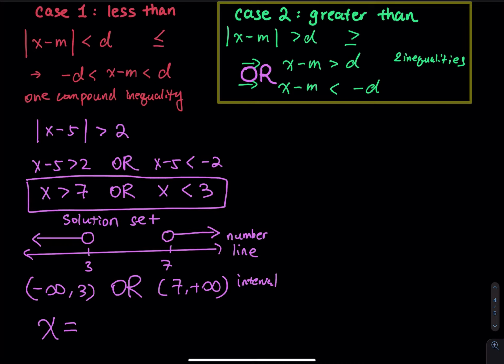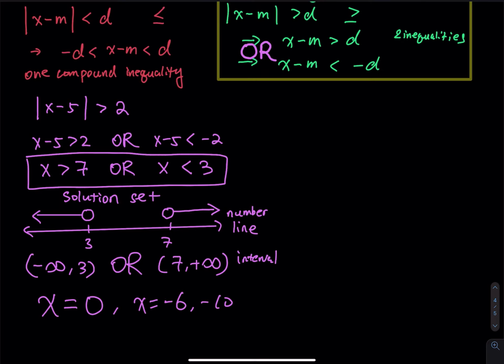So let's say you pick x equals to 0. That's fine. That's in the first interval. Can you pick a number that exists in both intervals simultaneously? That is impossible. You can do x equals to negative 6, negative 10, or you can have x equals to 8, 100, 102, so on and so forth. Every time you pick a number, the number is either in the first interval or in the second interval. So that's why the or is so important.